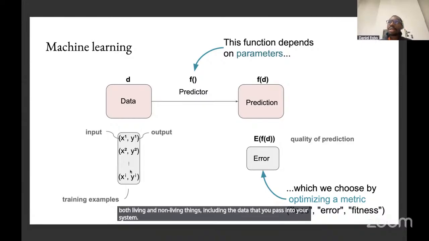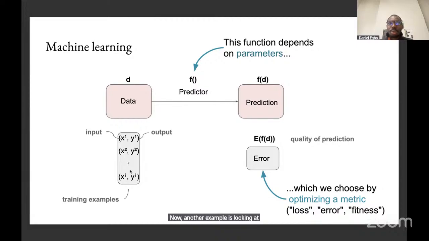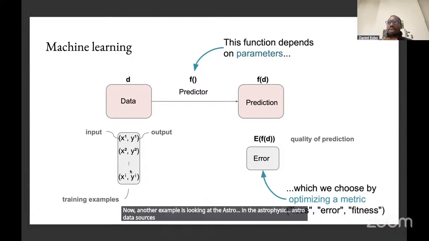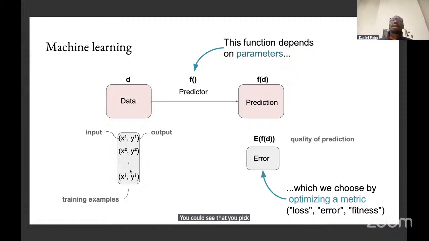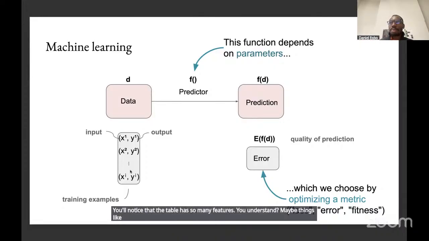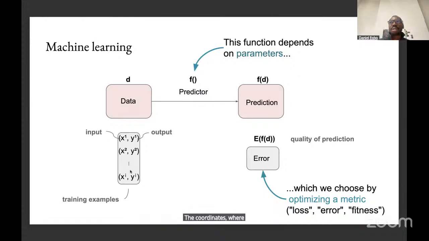Another example is looking at the Astro data sources lecture. You could see that when you fetch data from Vizier, you fetch a catalog, a part of a catalog, and you notice that the table has so many features. You understand? Maybe different magnitude filters representing the observations that were done, the coordinates where the positions of the object are, other properties like proper motion, absolute magnitude, and many other things you can think of.